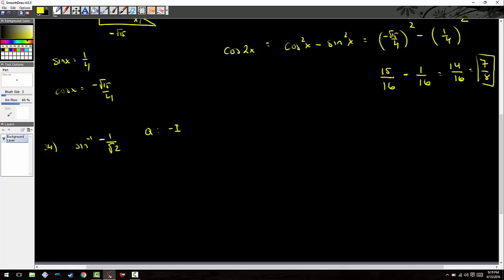So what I have to think about is what angle in quadrant negative 1 produces this value of negative rad 2 over 2, or negative 1 over rad 2, for sine. Well, there's only one angle that can do that. It's negative pi over 4. Okay? That's one of the more simple ones.